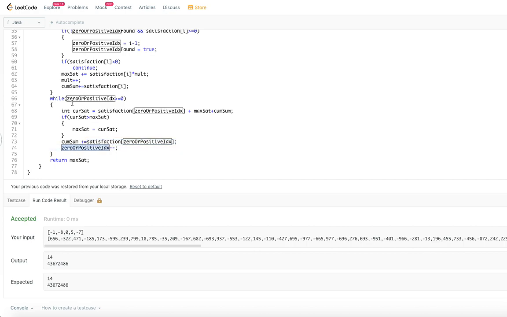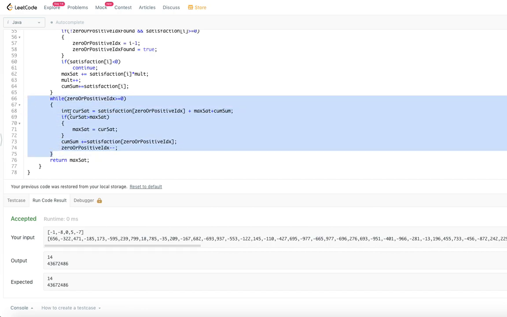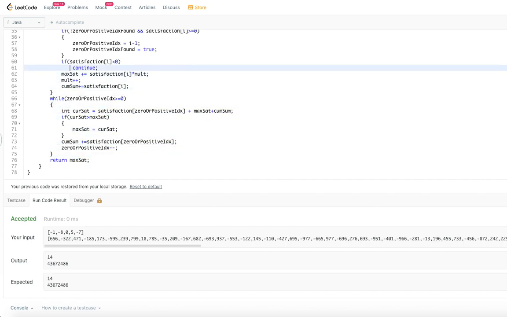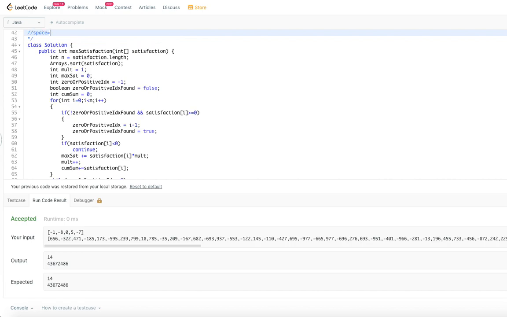We go on with this while loop until we reach the 0th index. And finally, we return the max satisfaction, whatever it is. So this is how our code follows exactly the idea that we have discussed. So let's go back and look at the time complexity first. How much time do we need here?